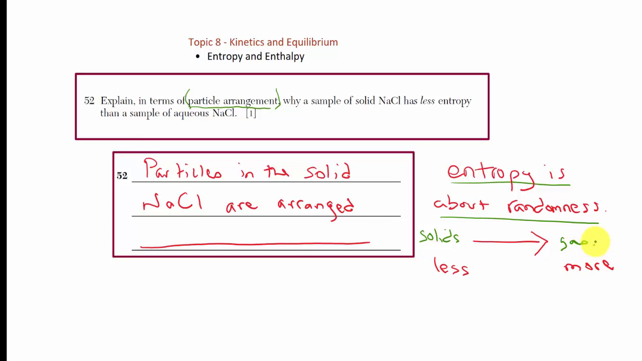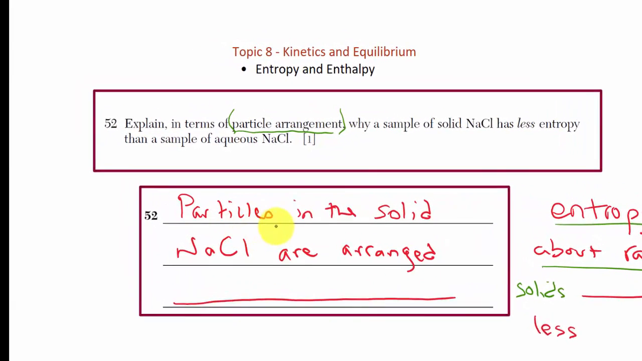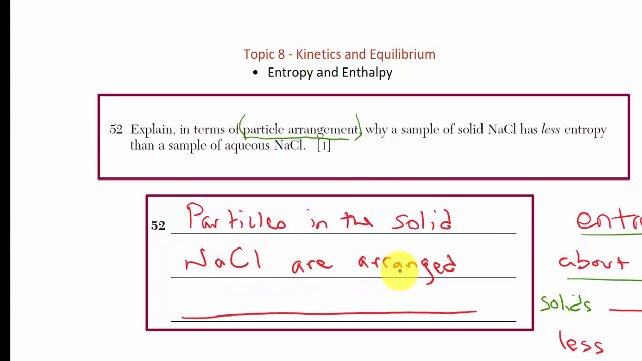So our answer to this one we can structure by saying particles in the solid sodium chloride are arranged, or we're going to go with less randomly. That would be a perfectly sufficient answer. There are other ways that you could answer this that would be correct, but this is a very direct answer. It gets right to the point.